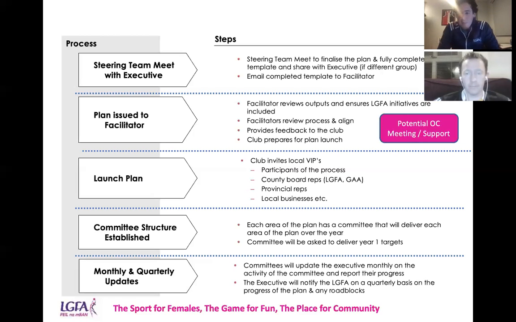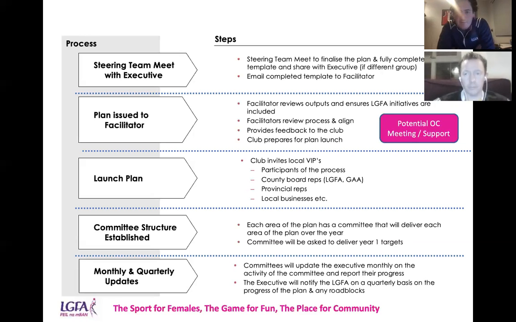And as well as that, you could have local politicians. I've said they're local VIPs, but really everyone in your club is your VIP and everyone in the community is your VIP. So just invite everyone that you think your club plan could impact in any way. After that, as I say, we've had our meetings, we've had our plan launched. It's no good if that plan, as I say, I have Kilcock's here, it's no good if that goes into the boot of somebody's car and is never looked at again.